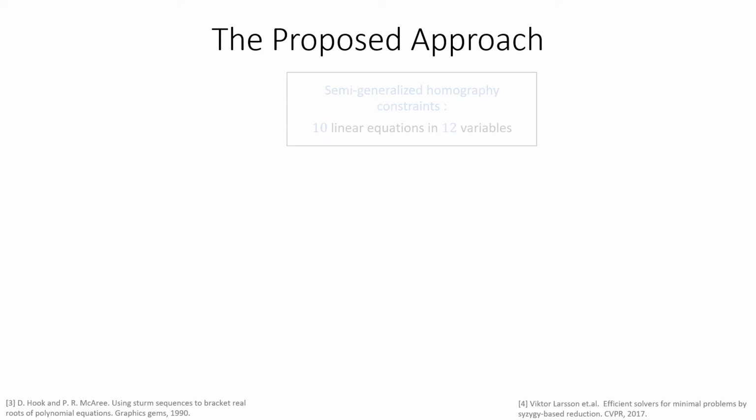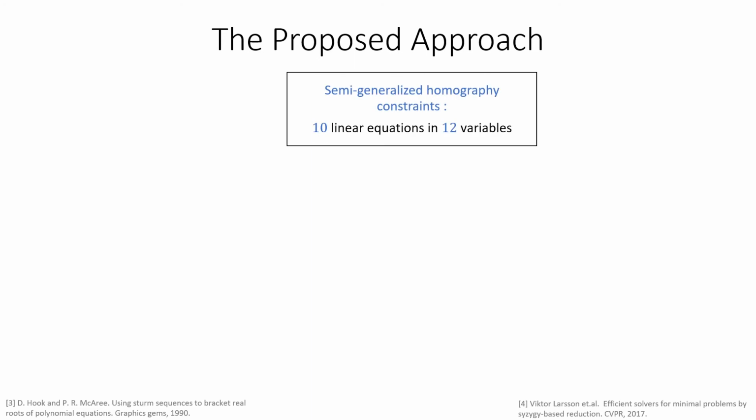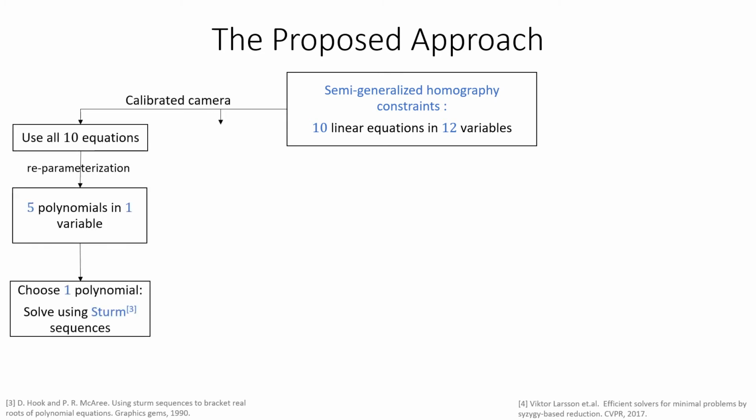So let us now summarize our approach for generating efficient minimal solvers. Starting with the semi-generalized homography constraints, we see that we have 10 equations in 12 variables. For the case of calibrated cameras, as we have an over-constraint formulation, there are 2 possibilities. One is where we use all 10 equations to have a one-variable reparameterization of G and M, which in turn leads to 5 univariate polynomials, and we choose one polynomial and then solve it using Stern sequences.